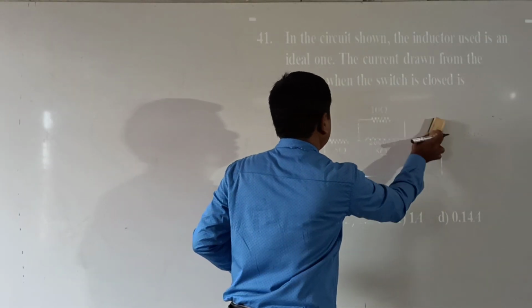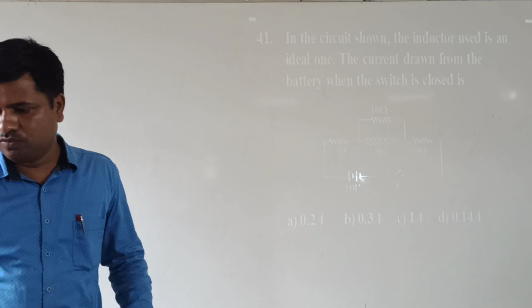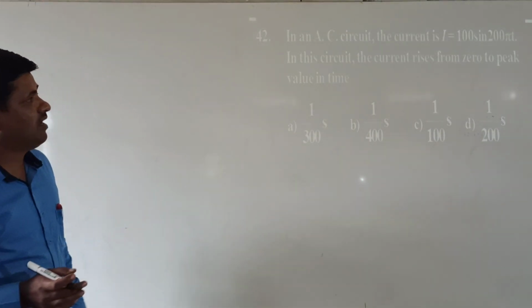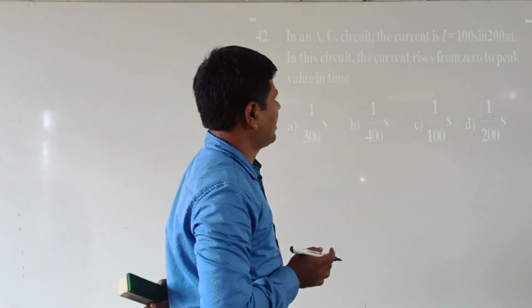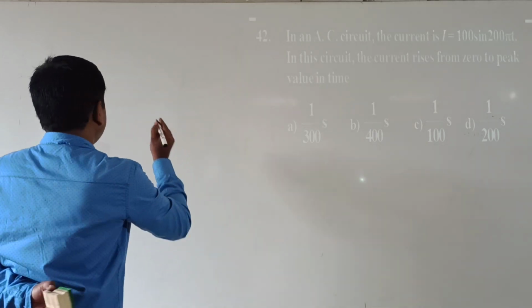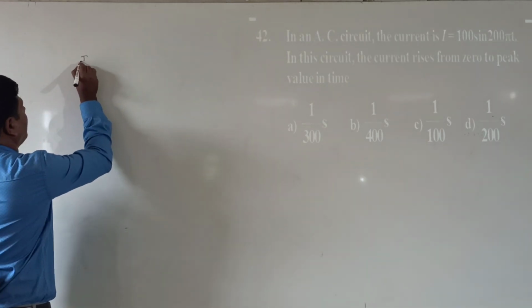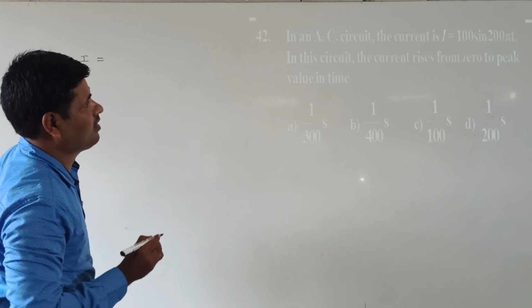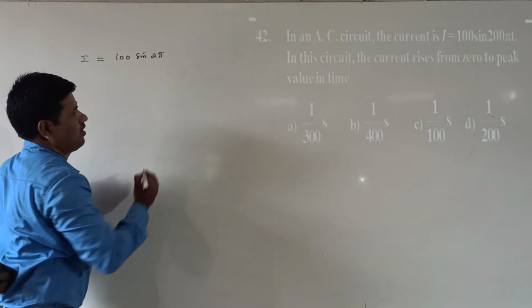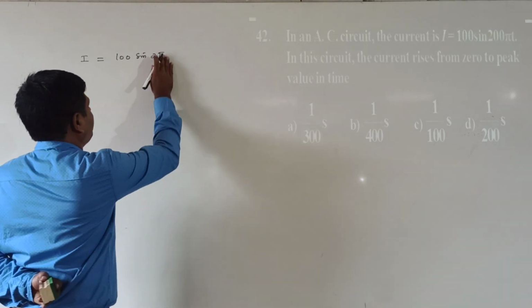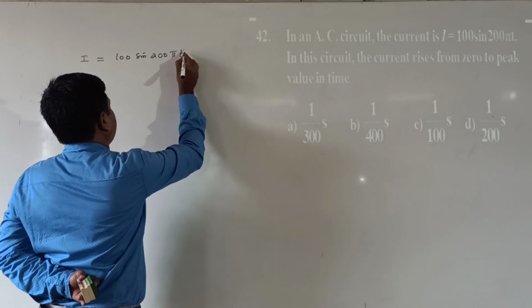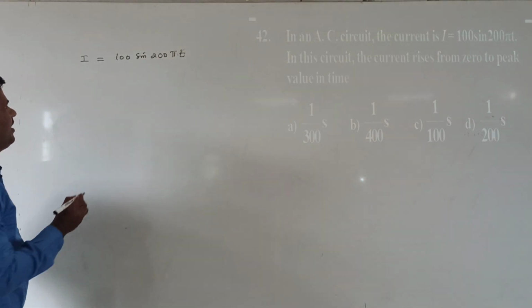Next, we go through question number 42. Now, AC circuit. The current is given. In this circuit, the current rises from 0 to peak value in what time? Time is being asked. The current relation is given: I is equal to 100 sine 200 pi t. That is, 100 sine 200 pi t is given.